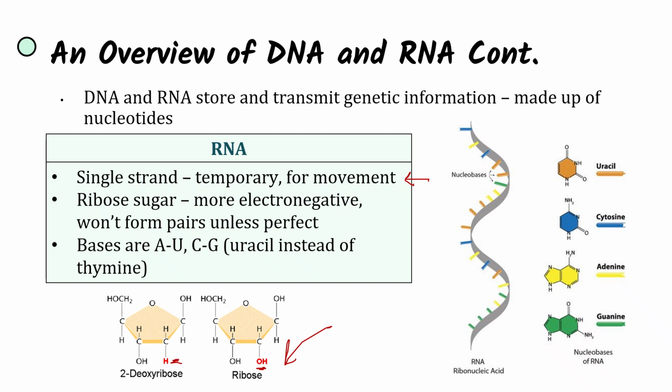So base pairs will not be formed unless they are the perfect match, unless they are the base pairs that work with RNA. And RNA also has different nitrogenous bases. Instead of adenine, thymine, cytosine, and guanine, we do have cytosine. There is adenine, there is guanine, but uracil replaces thymine. So we have a replacement for T. So now our base pairs are A, U, and C, G, uracil instead of thymine.